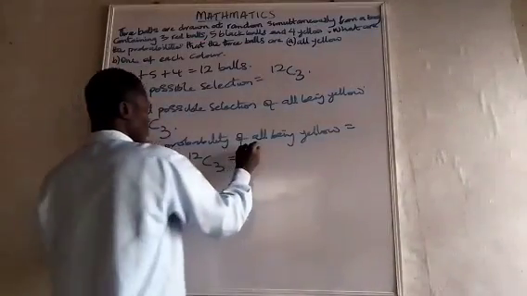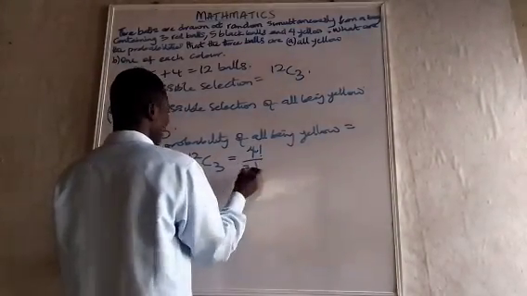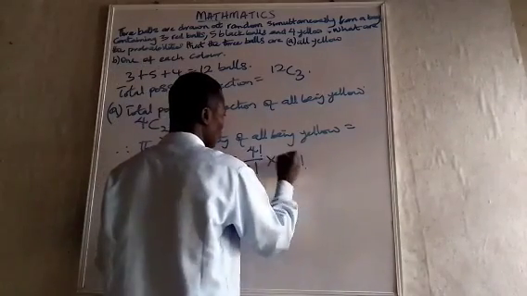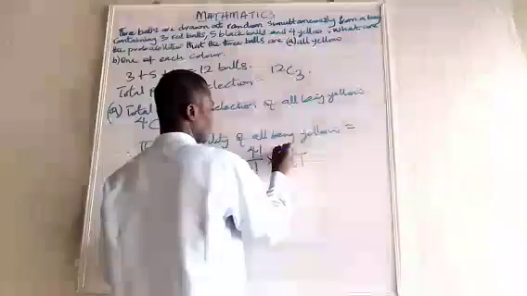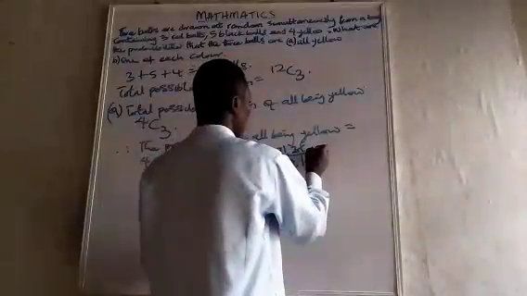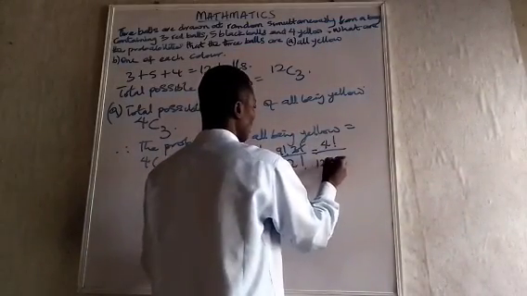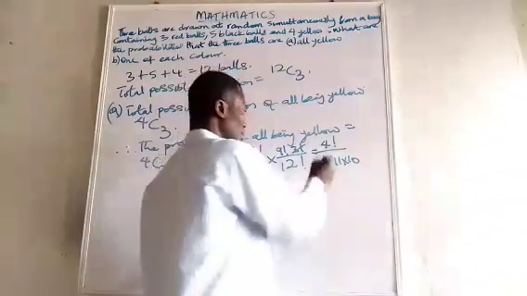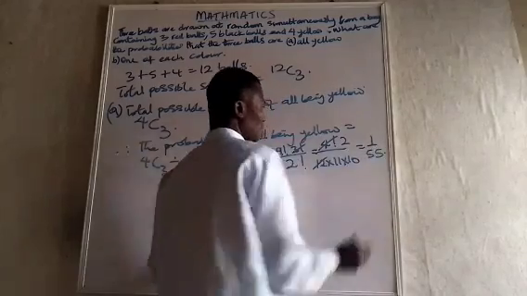And this is 4 factorial over 3 factorial times 12 factorial over 9 factorial 3 factorial. So this one cancels this. So we are going to have 4 factorial divided by 12 times 11 times 10. I know 4 factorial is 24. So this one, guys, is 1 over 55.